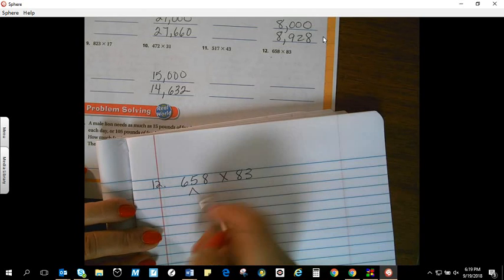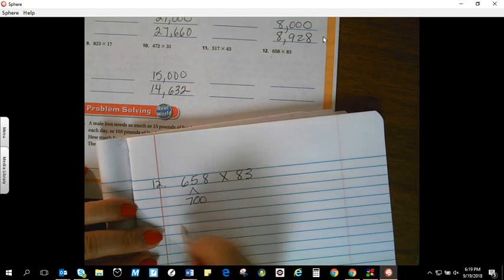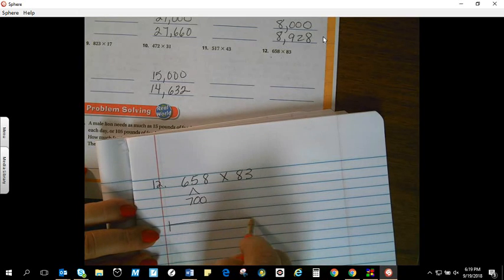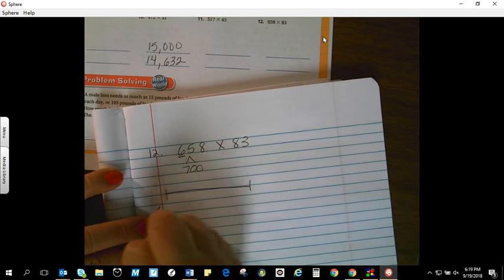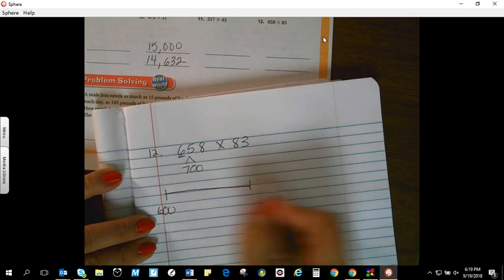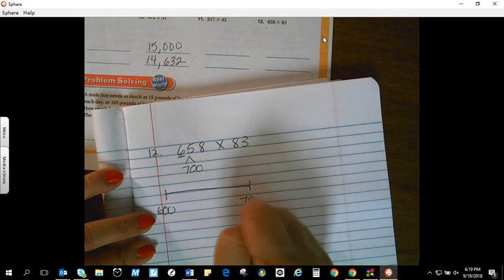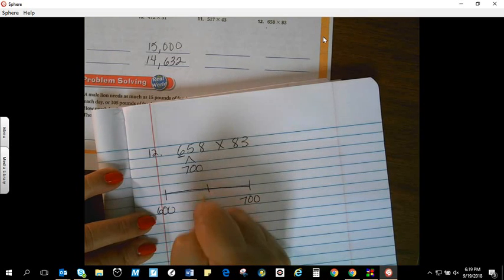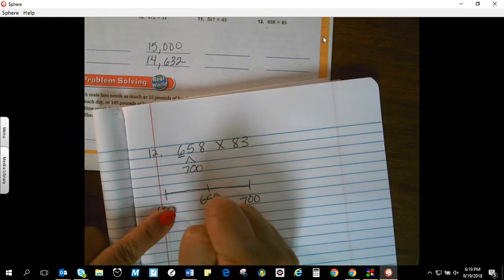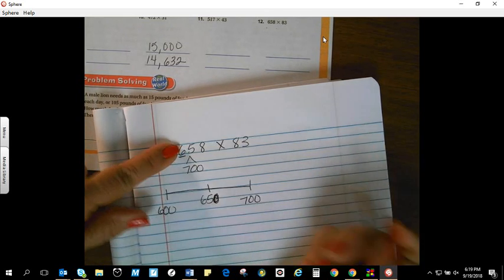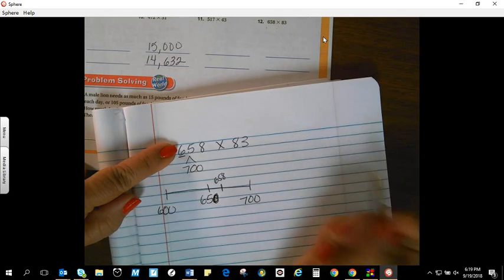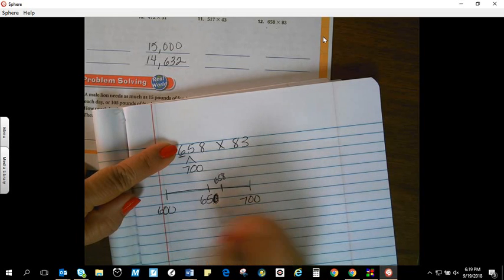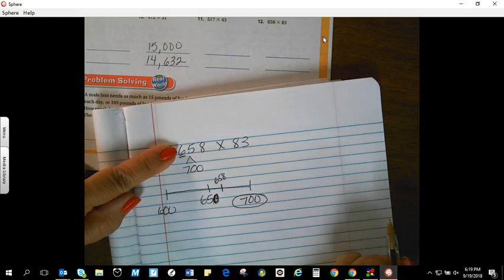658, I'm going to say it's closest to 700, and I'm going to check to see if I'm right. I have my 600. 6 is in my hundreds place. I'm going to go to the nearest whole number, so after 6 is 700. In between is 650. Thank you for catching that, 650. Now, where I'm going to place my 658 is probably about right here, so it's much closer. It's still greater than 650, so it's going to be closest to 700.